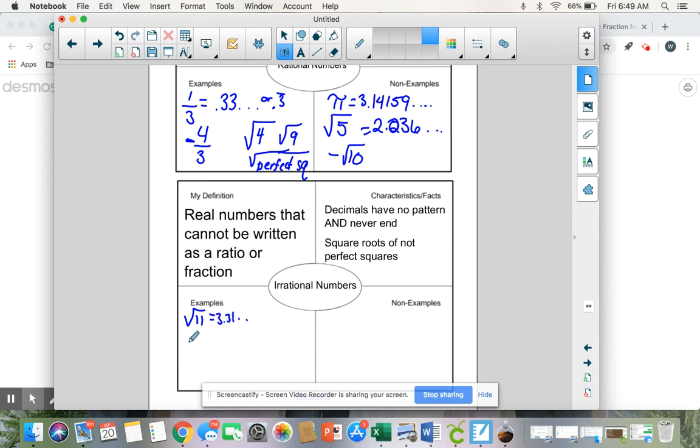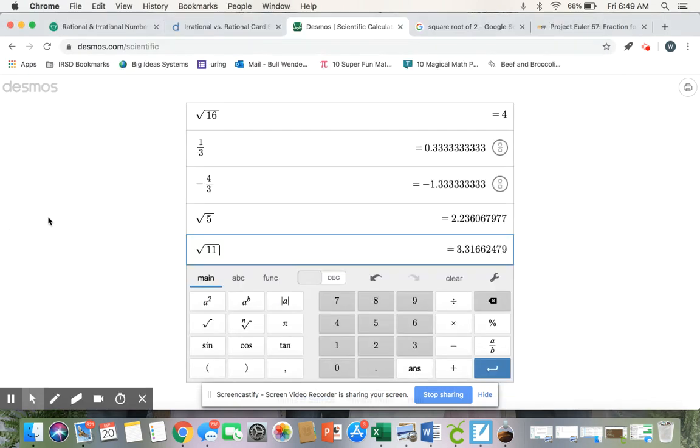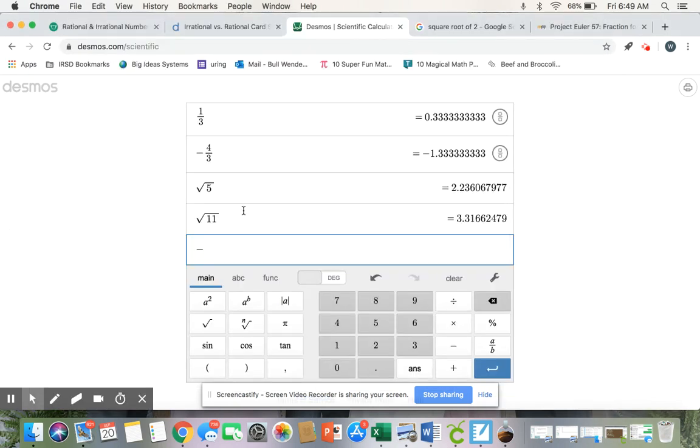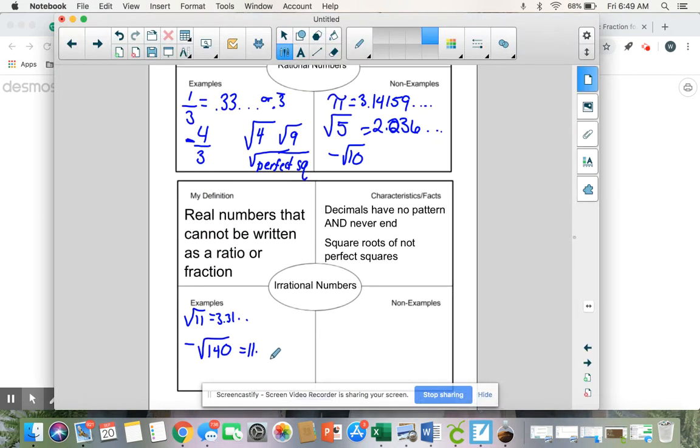Same thing here. If I were to do the negative square root of 140, I would get a number with no pattern to the decimal, 11.832. And that would still be negative. It doesn't matter if it's positive or negative, it just matters right there.